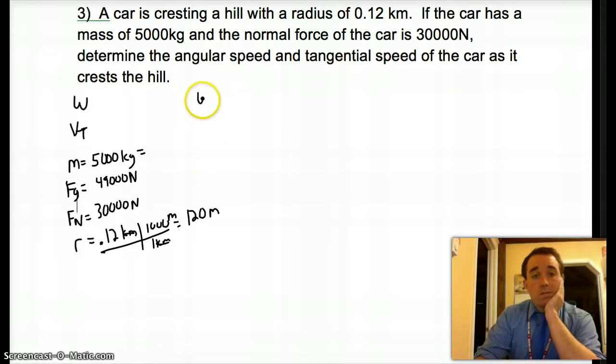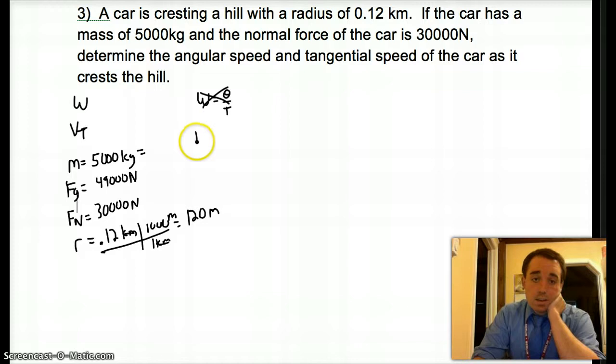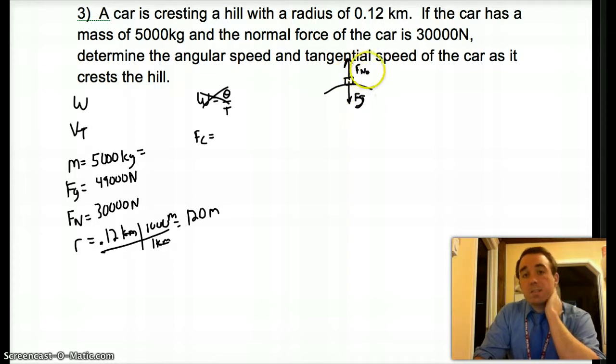I need omega, that is, let's see, I'm just trying to work through here. Omega's theta over t, I don't know theta, that doesn't help, so I don't want to use that one. I know that centripetal force, though, is, car's on top of a hill, all the forces acting away from the center, which in this case is my normal force, minus all the forces acting towards the center, which is my Fg. So centripetal force is Fn minus Fg.